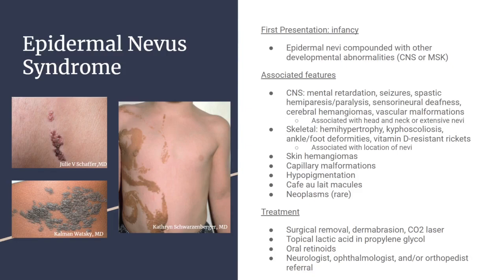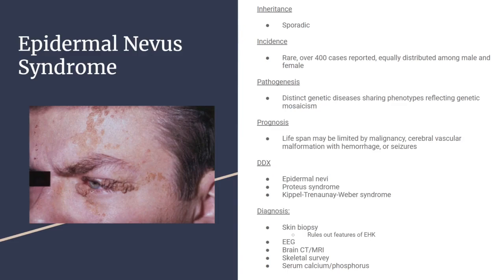But the key here is getting them to the places they need to be, and that includes neurologists, ophthalmologists, and orthopedic referrals. We don't have exactly the inheritance pinned down yet. We do know this is rarely reported, and lifespan might be limited. There's malignancy potential with these patients. There are those cerebral vascular malformations, which can cause hemorrhage and seizures, and those are concerning. Ultimately, you could have epidermal nevi and be fine. That's why that's on a differential. But in these rare cases where there's association, you're not.